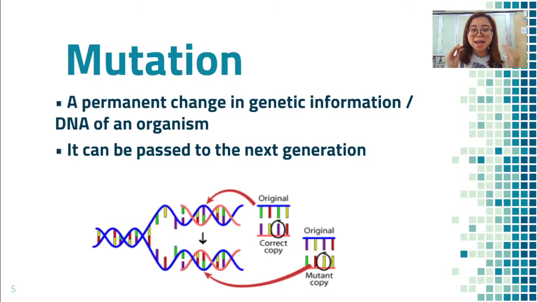Mutations can occur in any of your cells and organs. So it can occur on your skin, in your brain, in your lungs, in your other cells, in your back. It can occur in any cell. But it can only be passed on to the next generation if it occurs in your gamete cells, which is your sperm or ovum cells, or if it occurs in the cells that give rise to your gametes.